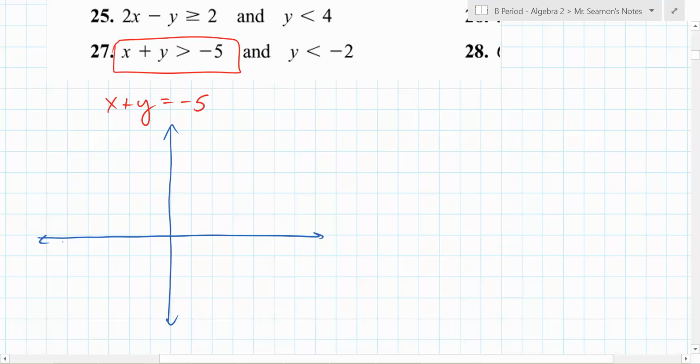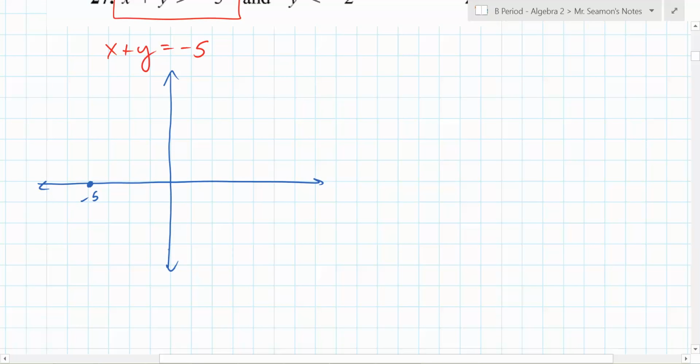The x and y intercepts. The x intercept is when y is 0. The y intercept is when x is 0. What's the x intercept? -5, 0. So here it is. -5, 0. There's the x intercept. How do you figure out what the y intercept is? X is 0, which means y is what? So the point would be 0, -5.